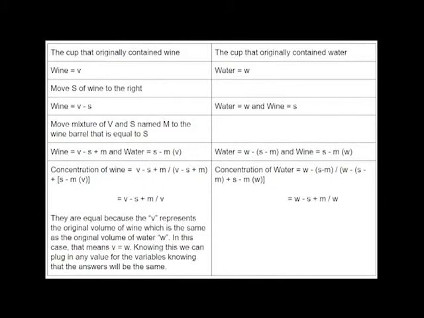Then, if we look to how much water there is in the wine jug, water is going to be equal to spoonful minus the amount of wine in the mixture.